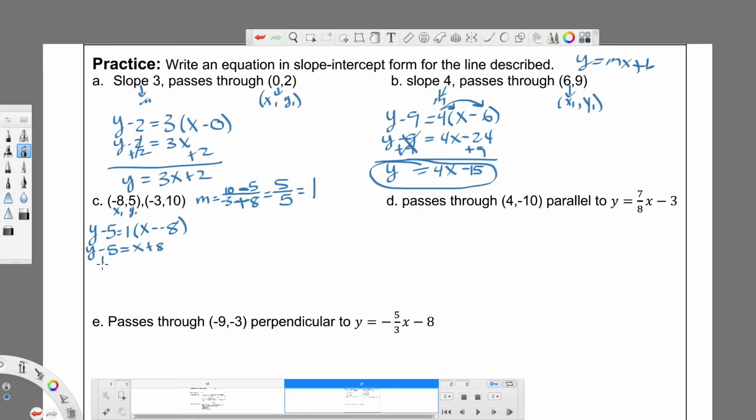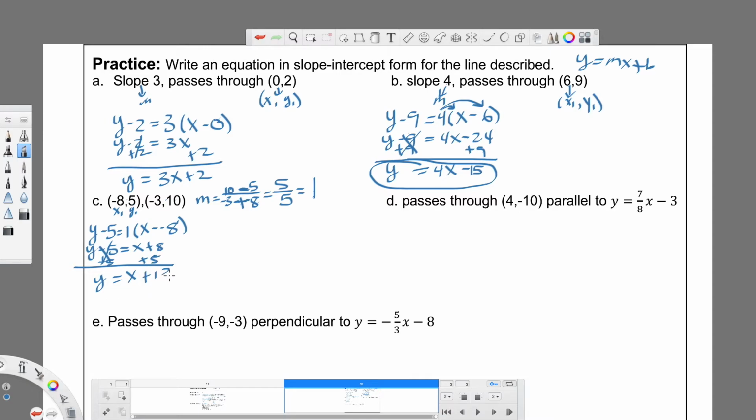I'm going to add 5 to both sides here. So I get y by itself. Remember, we're still looking for slope-intercept form. Don't forget to put it in the right form. Otherwise, yes, we have it in point slope form, but it will get marked wrong because you didn't follow the directions. All right, so this would be 13 plus 13.